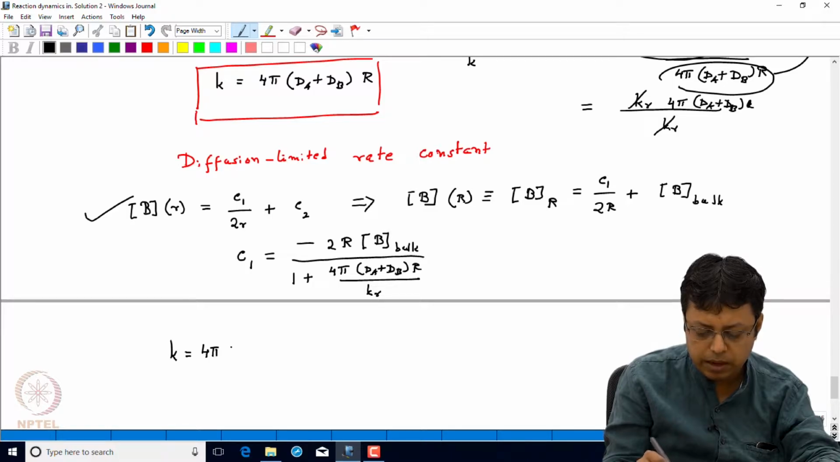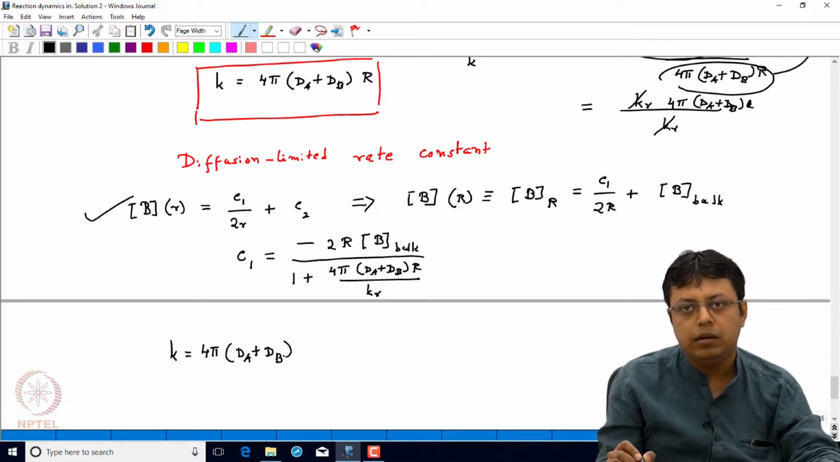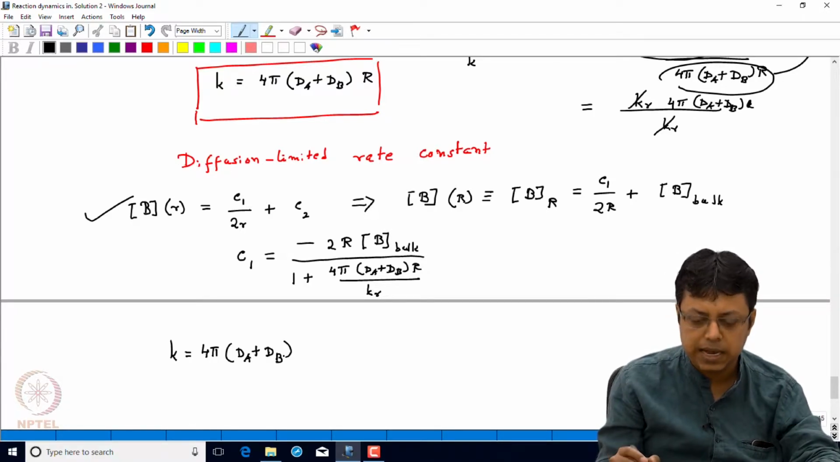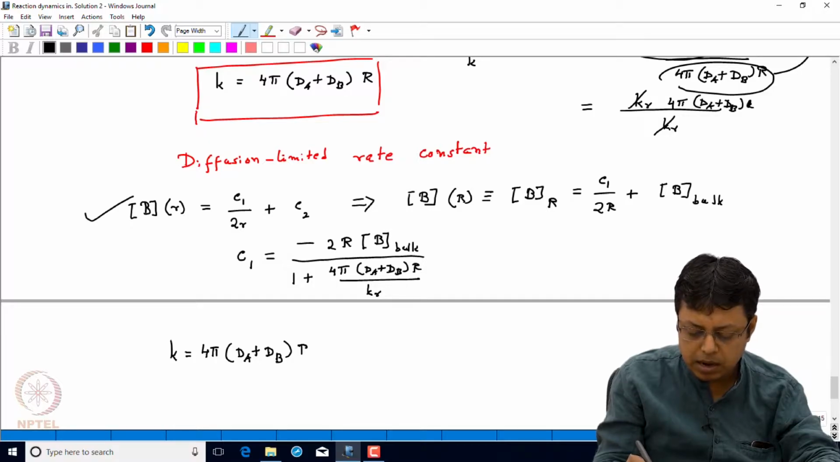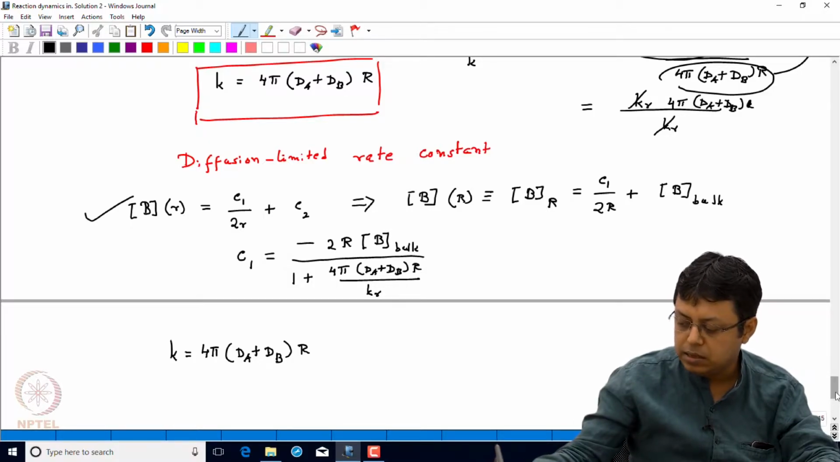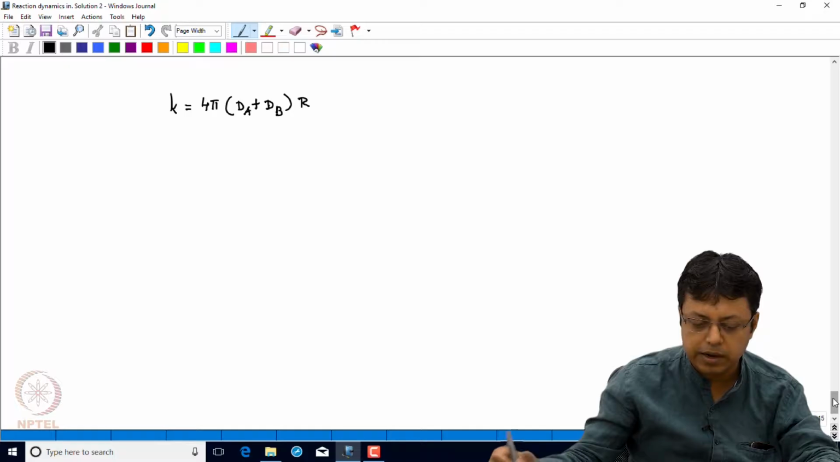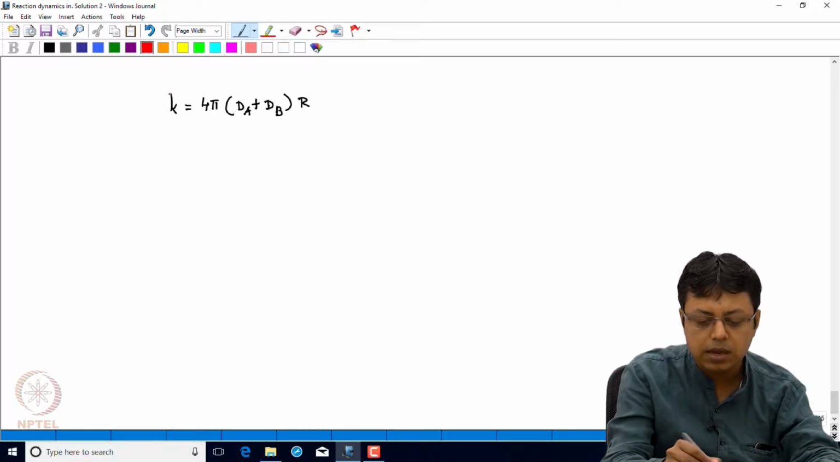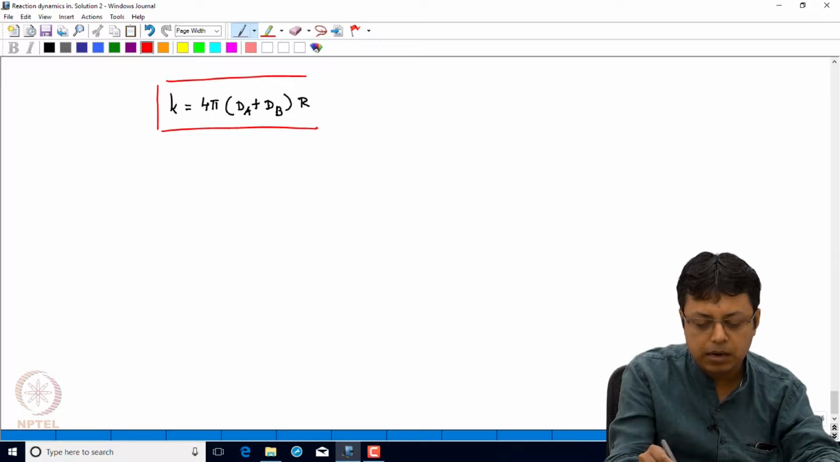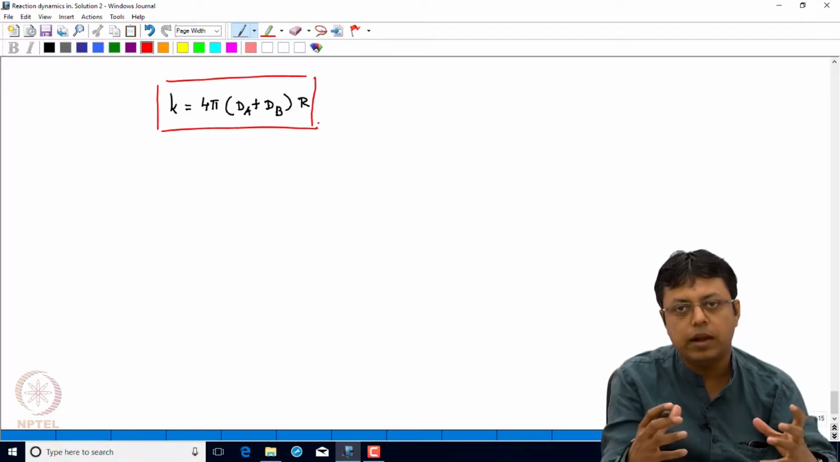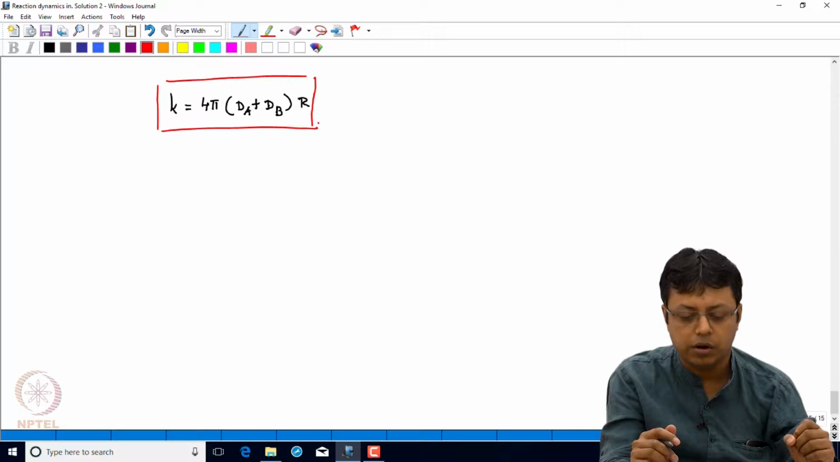K is 4 pi (dA plus dB), where dA and dB are the diffusion coefficients for the reactants A and B, times R, where R is the sum of the radii of the two reactant species, and this 4 pi capital R squared is the volume within which the reaction is occurring.